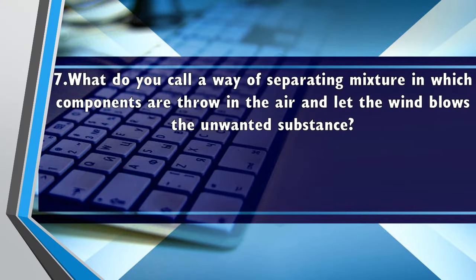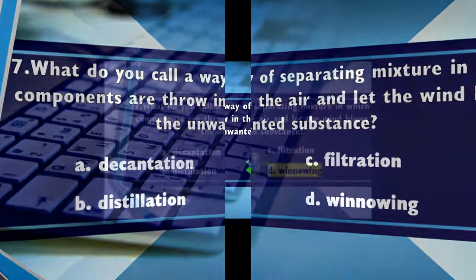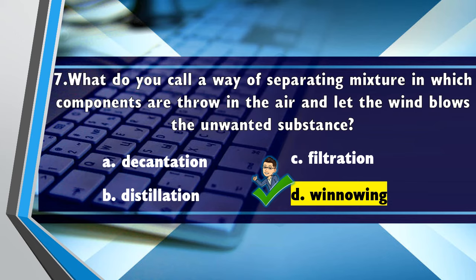Number 7. What do you call a way of separating mixture in which components are thrown in the air and the wind blows away the unwanted substance? A. Decantation. B. Distillation. C. Filtration. D. Winnowing. The correct answer is letter D. Winnowing.